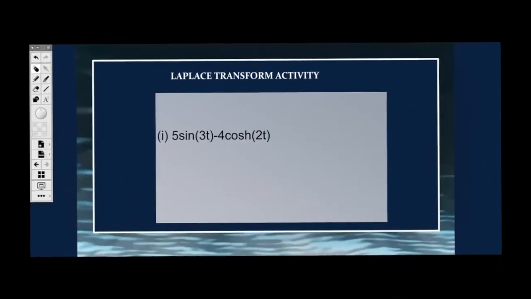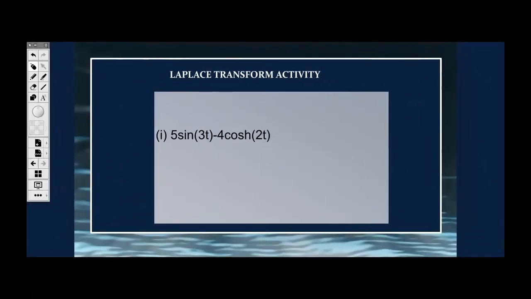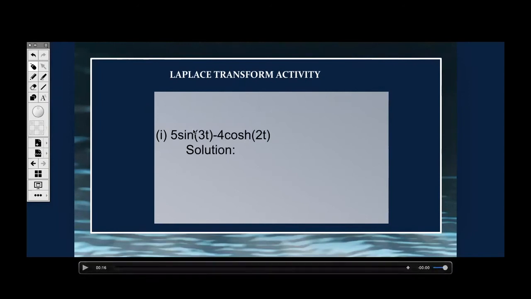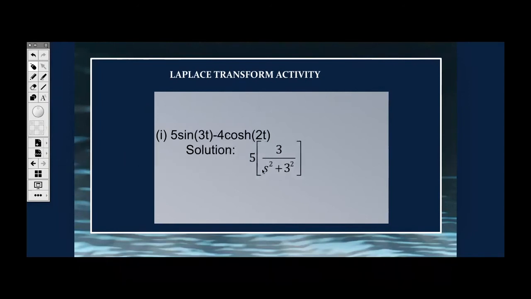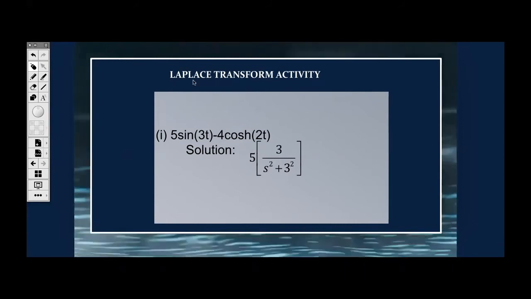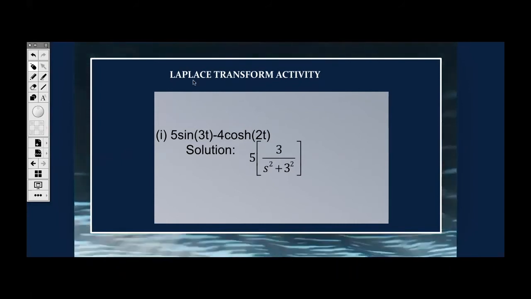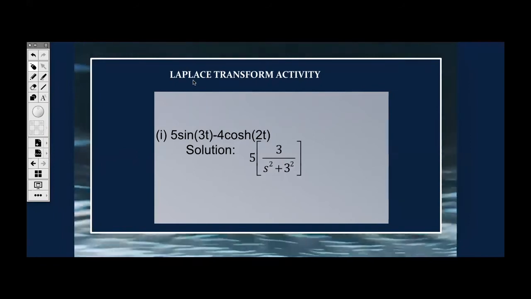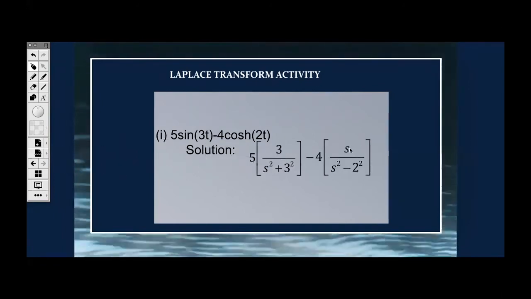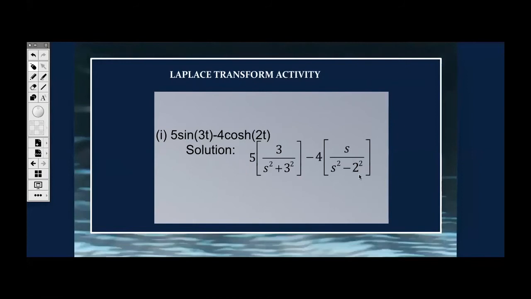So if you like, you could pause the video and do this activity first, then compare your answer. Let's get into it. So we know that the sine 3t from the formula that was listed before is 3 over s squared plus 3 squared. We also know that hyperbolic cos 2t is s over s squared minus 2 squared.